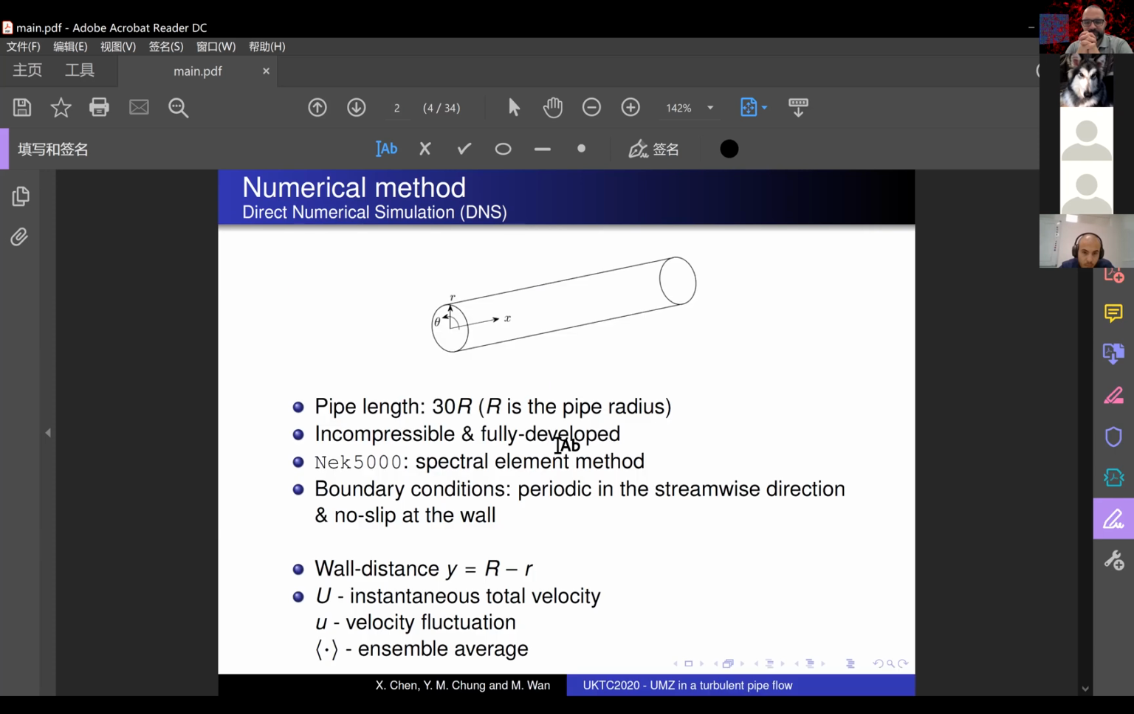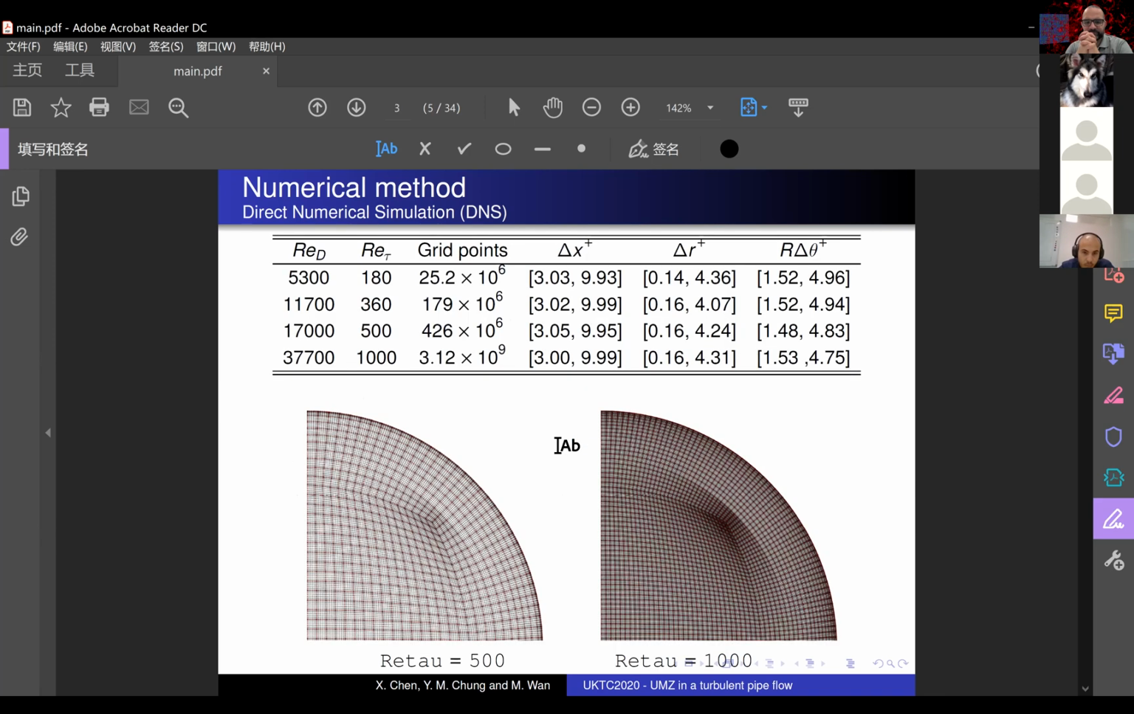We performed 4 Reynolds numbers for this pipe. The higher 3, from Re_tau 300 to 1000, were performed on Archer. The mesh is shown below for Re_tau 500 and 1000. The results shown later will be for Re_tau 500 only.